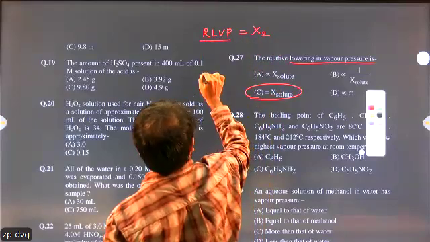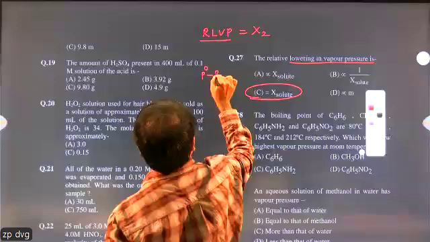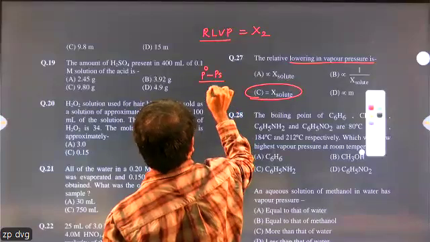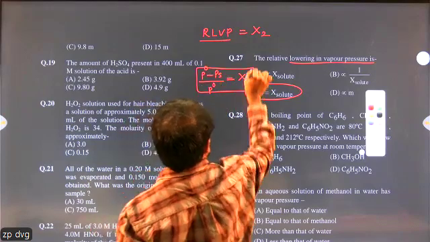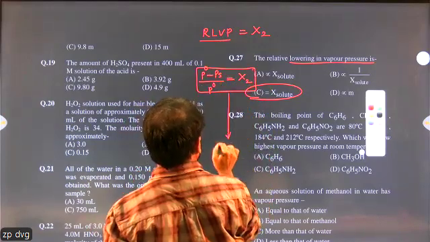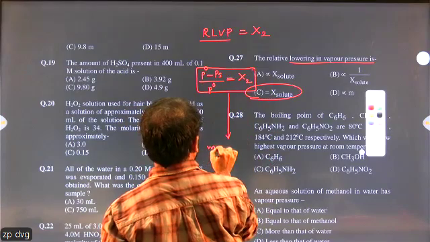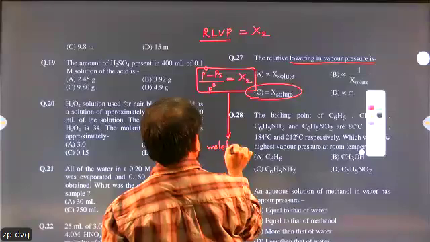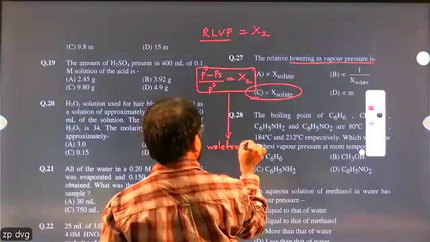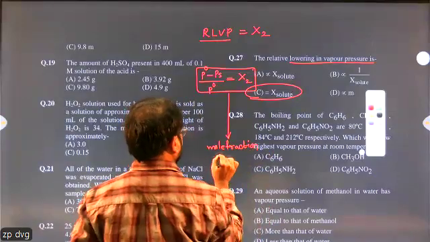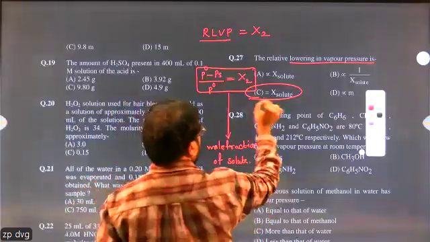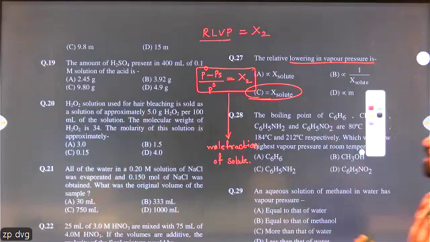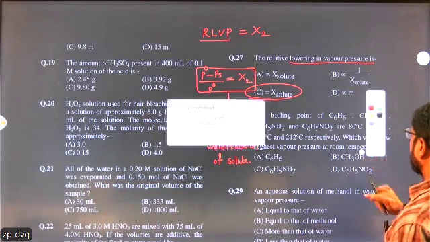RLVP is nothing but (P naught minus PS) divided by P naught, which is equal to, we can write, X2. What is X2? X2 is nothing but the mole fraction of the solute. So the correct answer for question 27 is option C. Next one.